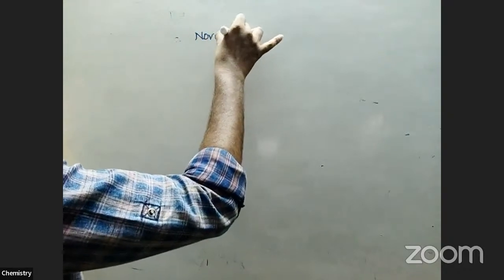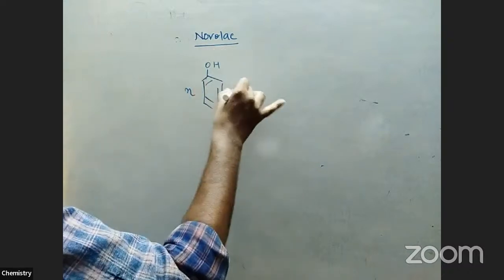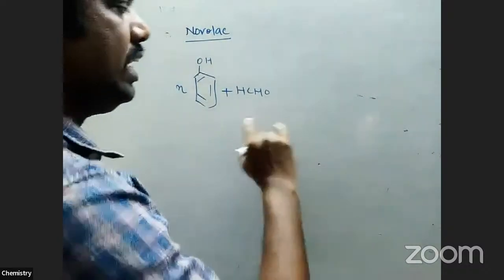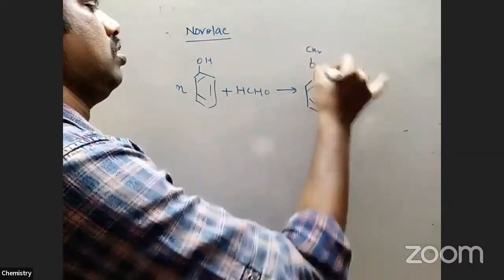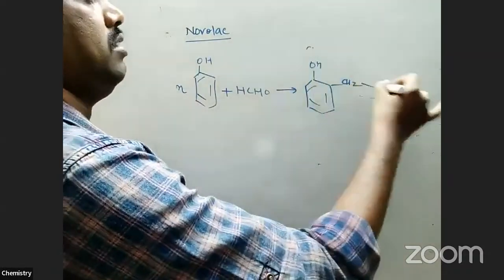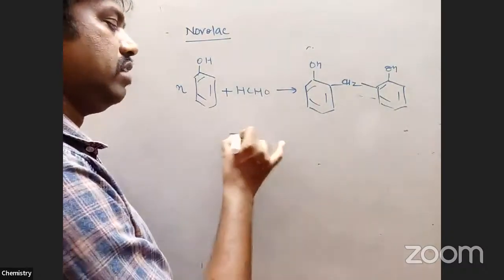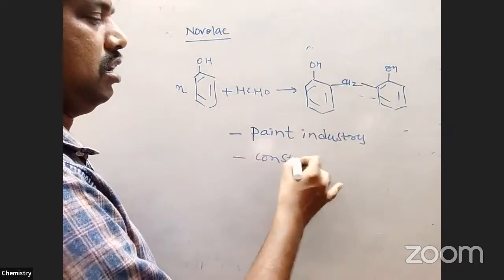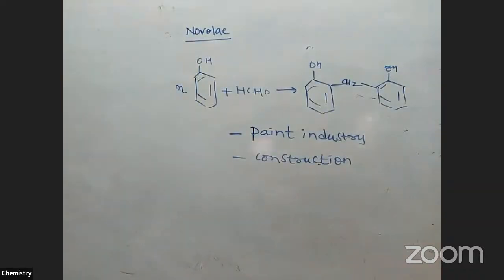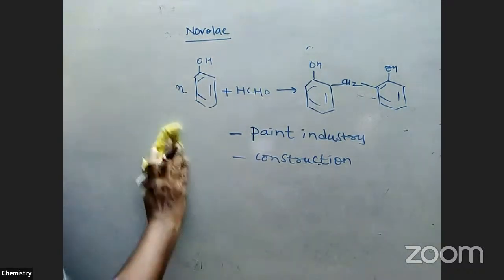And the next important polymer is Novolac. Novolac is a linear polymer of phenol and formaldehyde, both involved in linear polymerization. Because of this linear polymerization, the polymer formed is called Novolac. It is mainly used in the paint industry and the construction industry. And this is a linear polymer.